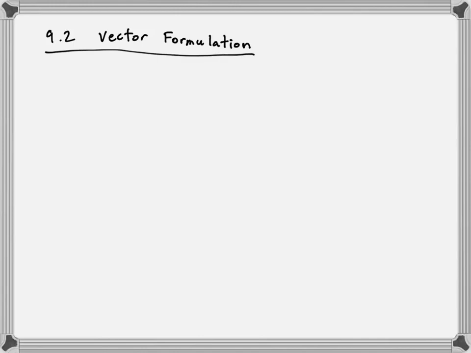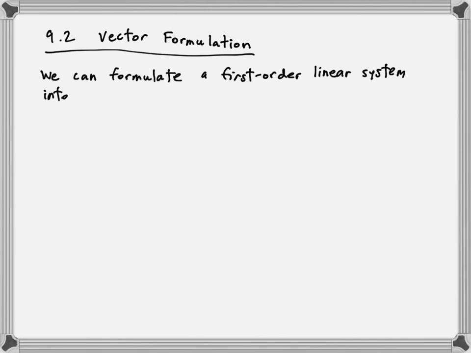Okay, so the whole idea of this section is that we can take any system of differential equations that's linear and turn it into a vector space problem. Our whole point here is that we're trying to connect this with what we already know about vector spaces. So we can formulate a first order linear system into a vector space problem.